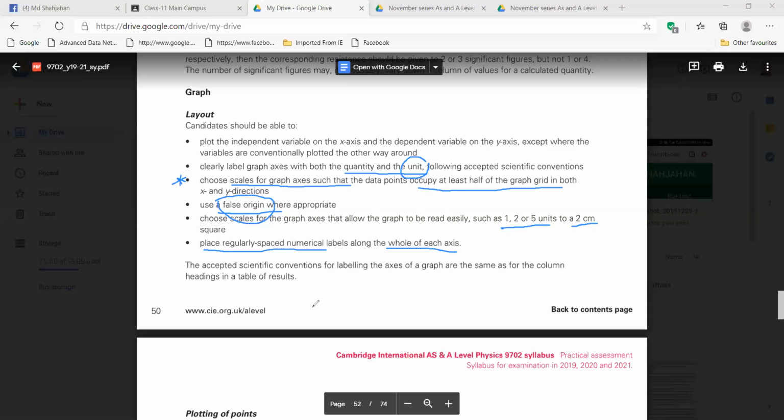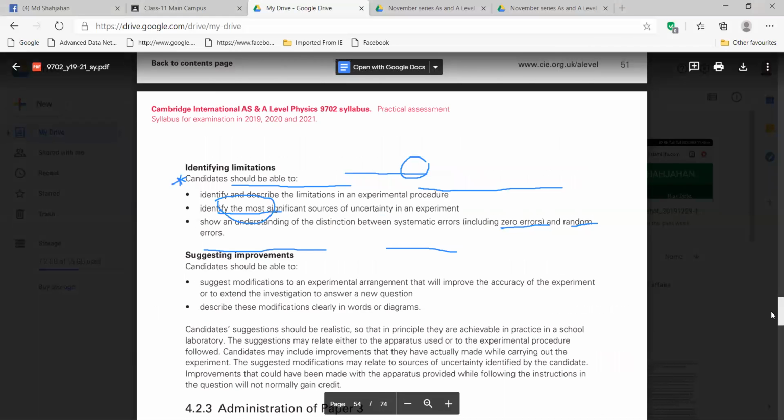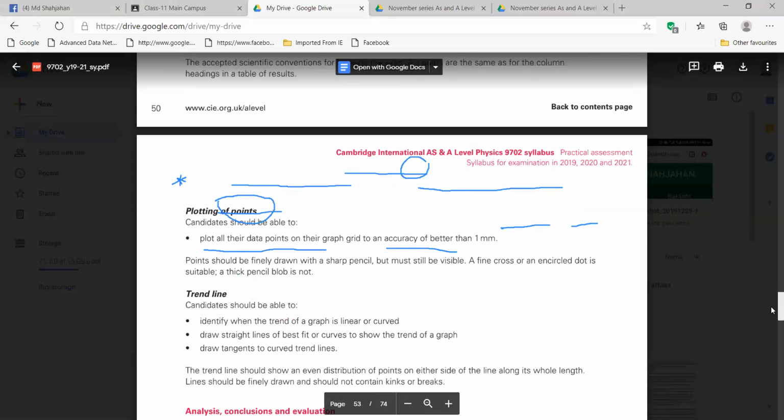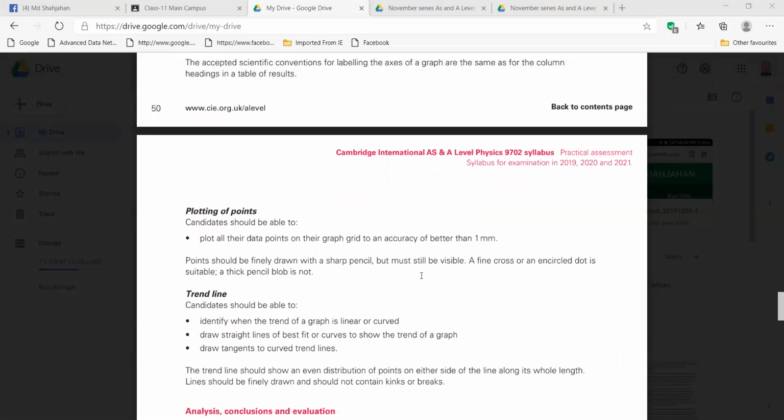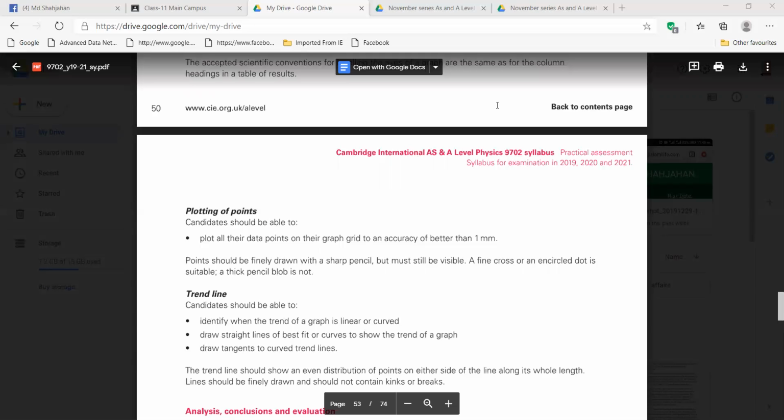Okay, then we are going to next page, that is plotting of points. You see here, plotting of points. Asan, hello, Asan is there? Sir, Asan is speaking, but we can't hear him.